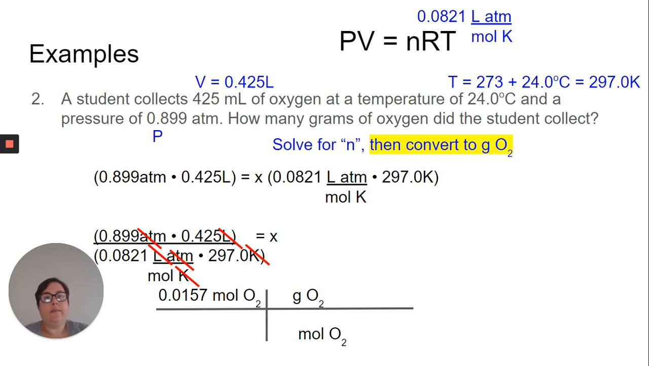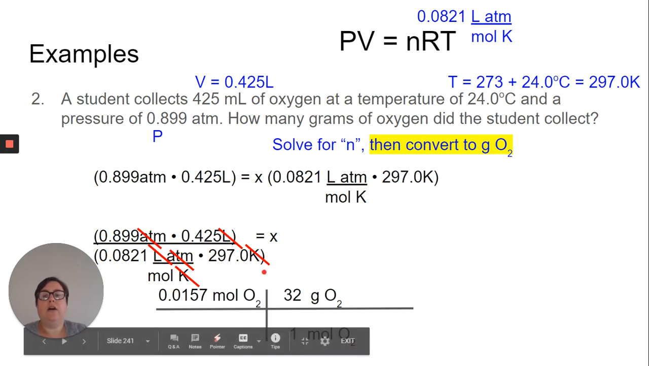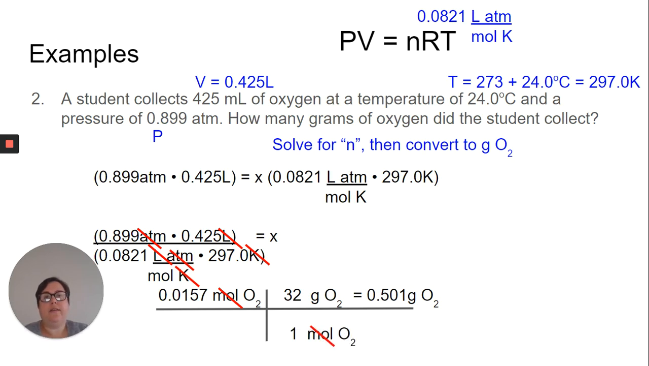And then hopefully you remember from Unit 2B that 1 goes with mole and the molar mass goes with oxygen. Now remember, oxygen's a diatomic, so it's not 16. We have 2 oxygens, so that's going to be 32. We multiply and divide, our moles will cancel, and that would give us a final answer of 0.501 grams of oxygen.